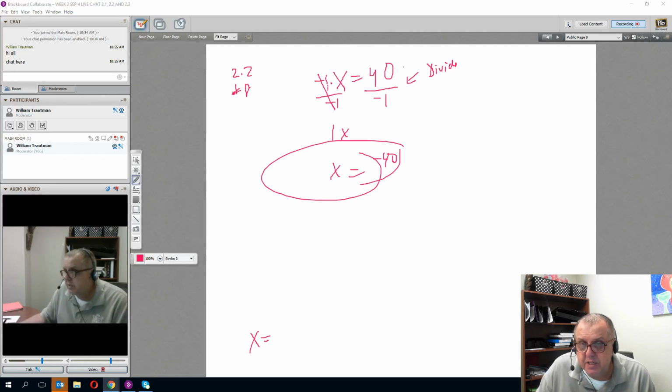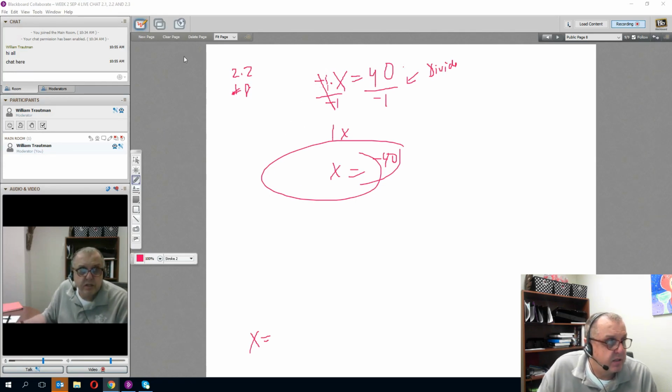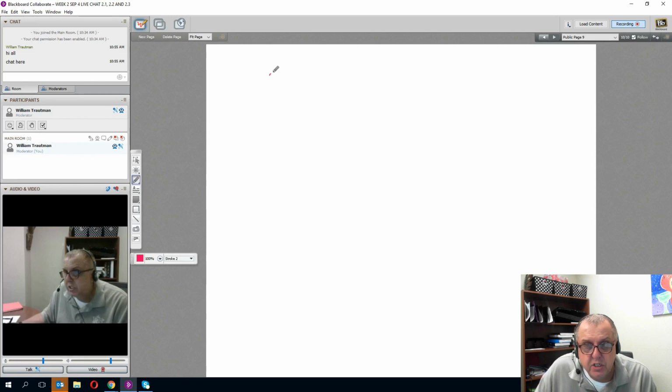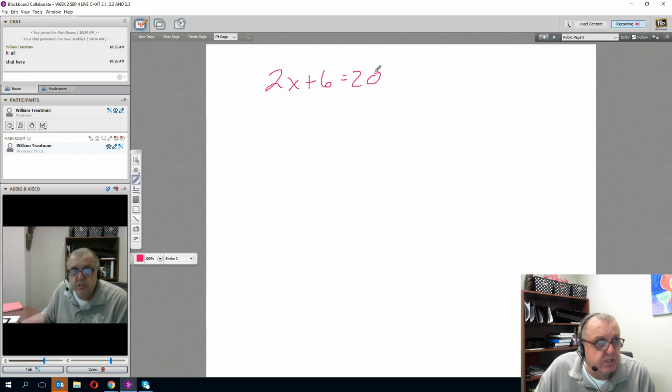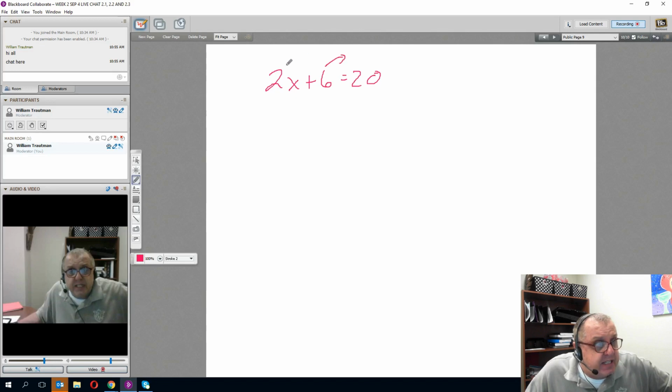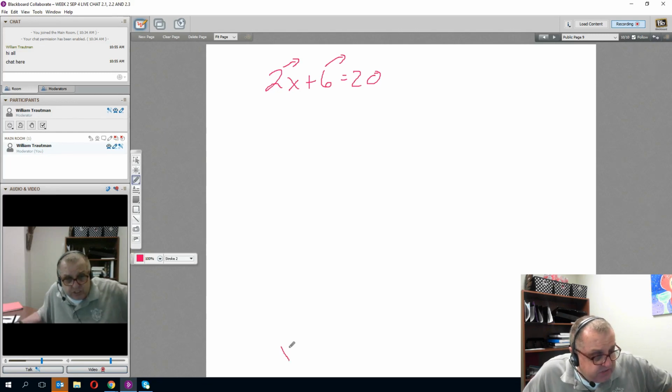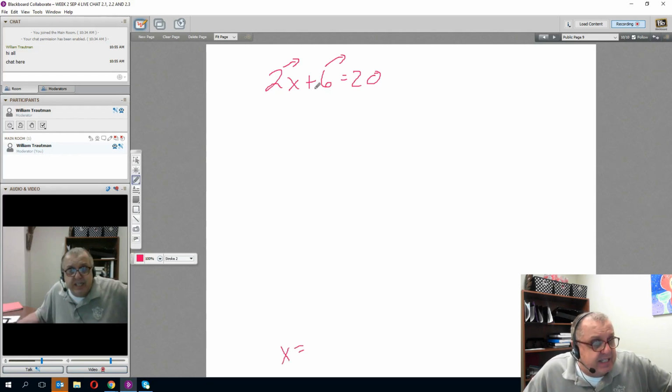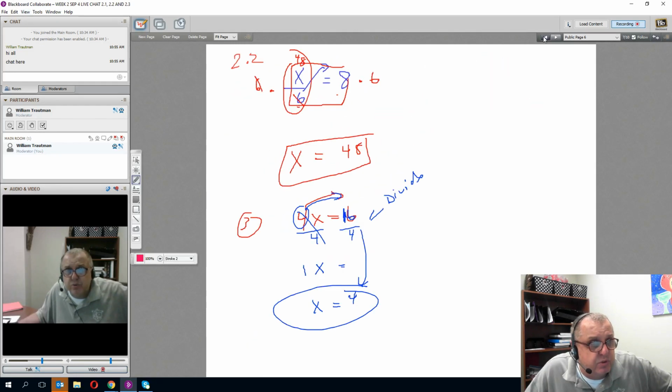Okay, let's see what else I have here. Oh, here we go. New page. 2x plus 6 equals 20. So this is really important that you have the steps written down from before. There's 2 things I need to get to the other side. I need to get the 6 to the other side and the 2. My goal is to find out what x equals. The 6 is adding to this x. The 2 is multiplying. Let me go back to whatever page it was and see the rules.